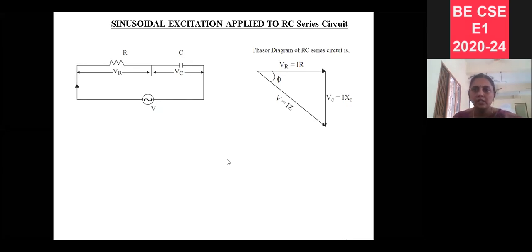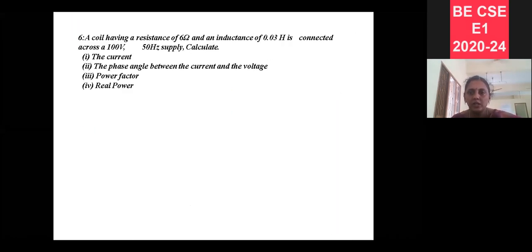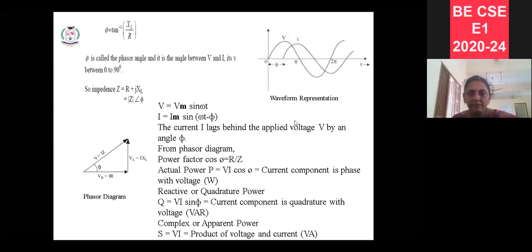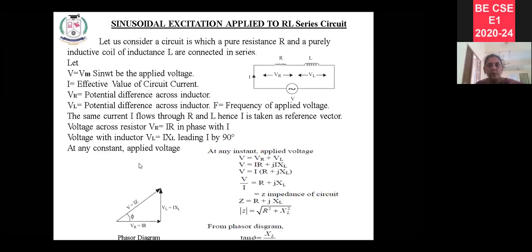Right. Now, the voltage drop across resistance. See, I will first give a brief description of the RL series circuit, and then we will go into the RC, because I have got some request messages for the RL series circuit. In the RL series circuit, we know the resistance and the inductance are connected in series across the voltage supply.